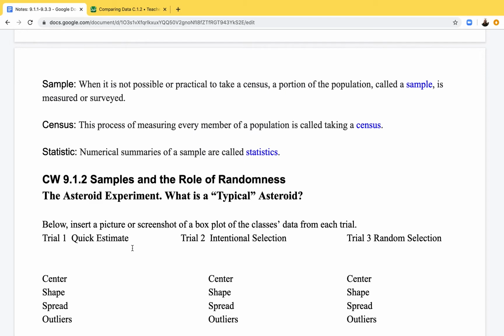So if my population was 7th period Algebra 2 and I put out a survey and I got all 28 answers back, then that would be a census. Now a statistic comes from a sample. So going back to that idea of 100 Highlands Ranch high school students, if I were to collect some data from those 100 students that would represent the whole population, that would be called a statistic. So it's important to understand a sample versus a population, and I'm going to show you why here.